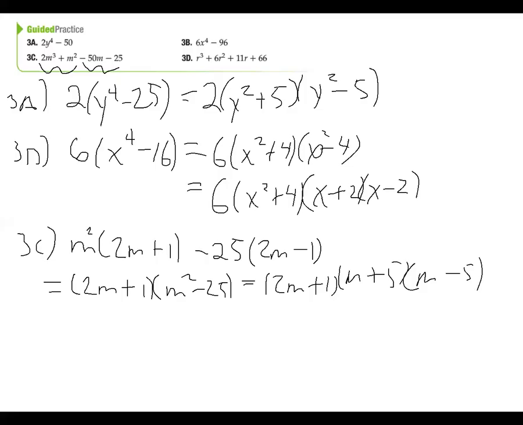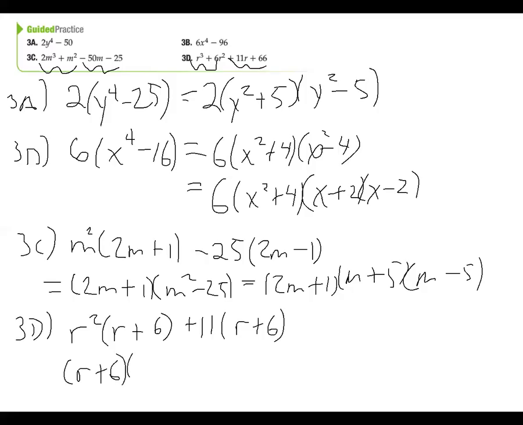Okay? All right, and then 3d, you can group the first 2 together, factor out an r squared. And then you'd have r plus 6. And then we group the second set, and you factor out an 11, so you have r plus 6. And then take out the r plus 6, so you have r plus 6 times r squared plus 11. And notice this r squared plus 11 is a sum, and 11 is not even squared, so you can't do the difference of squares formula, so that is the answer there. Okie dokie.